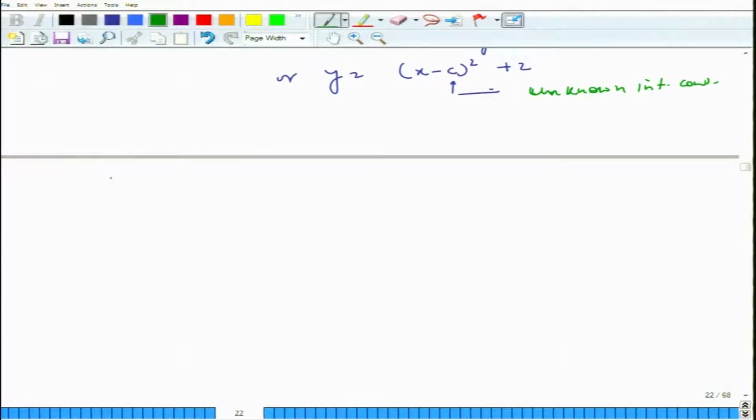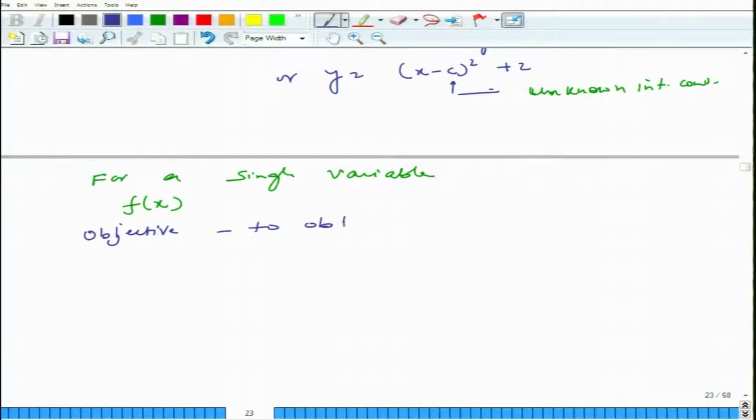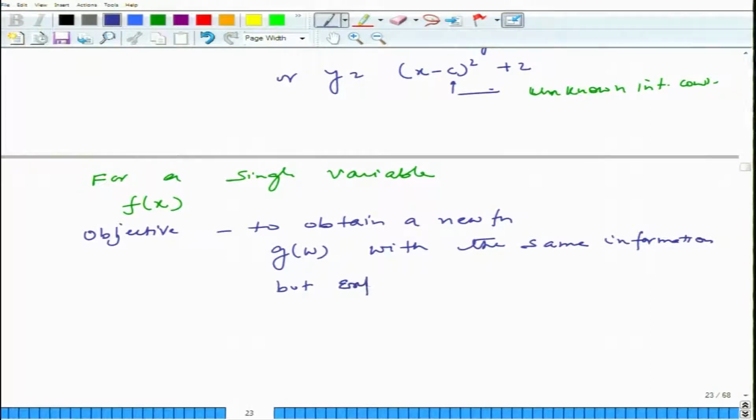So let us again assume a single variable. For a single variable function f of x, our objective is to obtain a new function, g of w, let us assume, with the same information as in the original function, but expressed in a new variable.